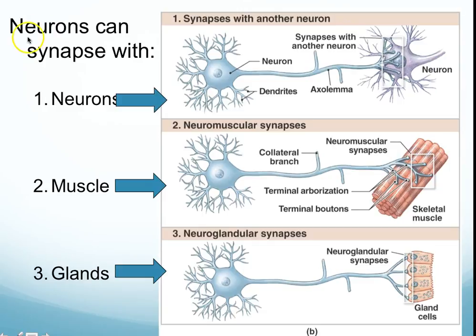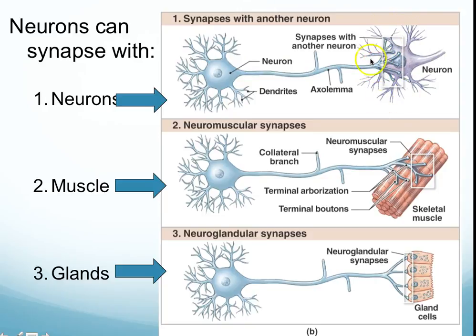So here's a few examples of different ways that neurons can synapse. So here we have what we call a neuronal synapse. This is one neuron, okay, forming a synapse with another neuron. So you can see the axon terminals of the first neuron, okay, or the presynaptic neuron. We call this the presynaptic neuron because it comes before the synapse, okay?